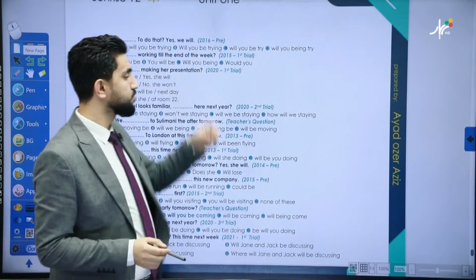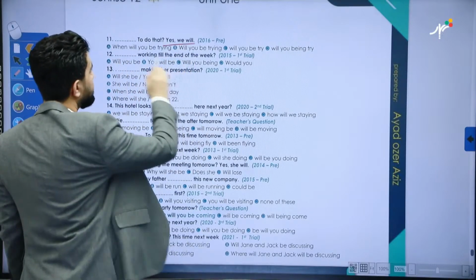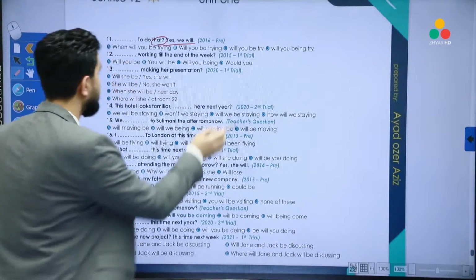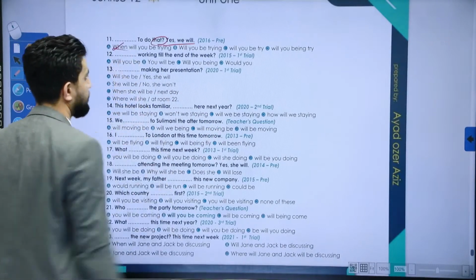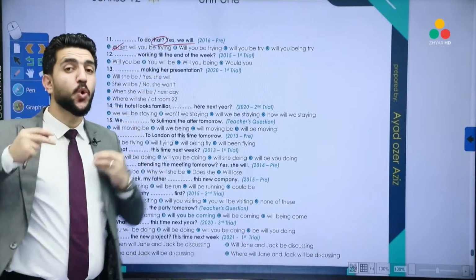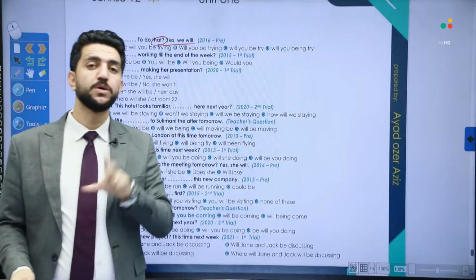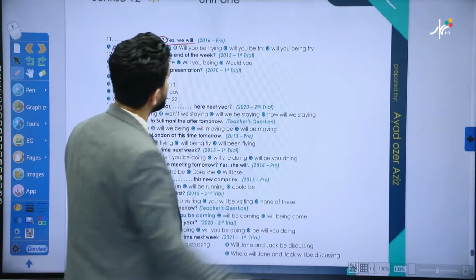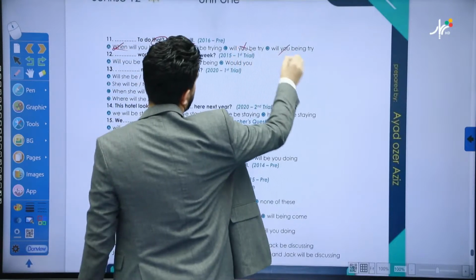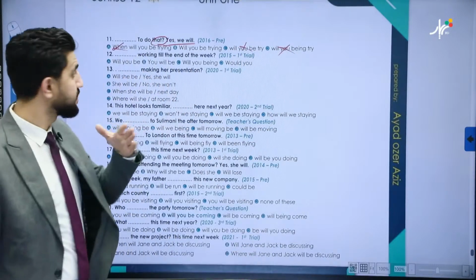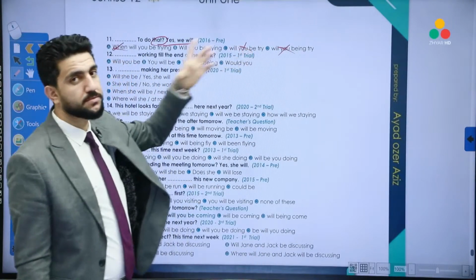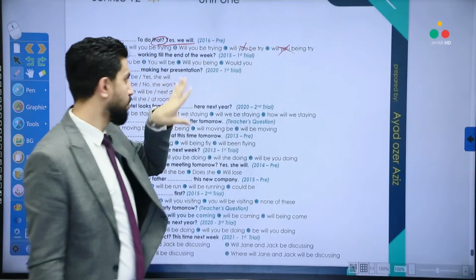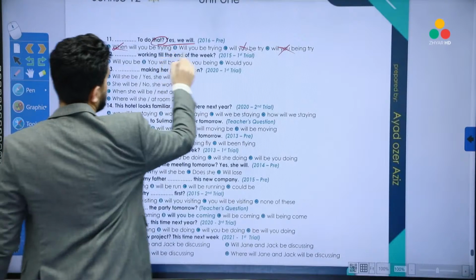To do that, yes, we will. Since we have a yes-no question, that means it's about a yes-no question, not a WH question. Do we have any WH question? Yes. Drop it. When the answer is yes or no, drop the WH question. This is not correct. This one is not correct again. It's very obvious. Why is this one incorrect? We have be but no -ing. We have being wrong. So the answer will be trying.